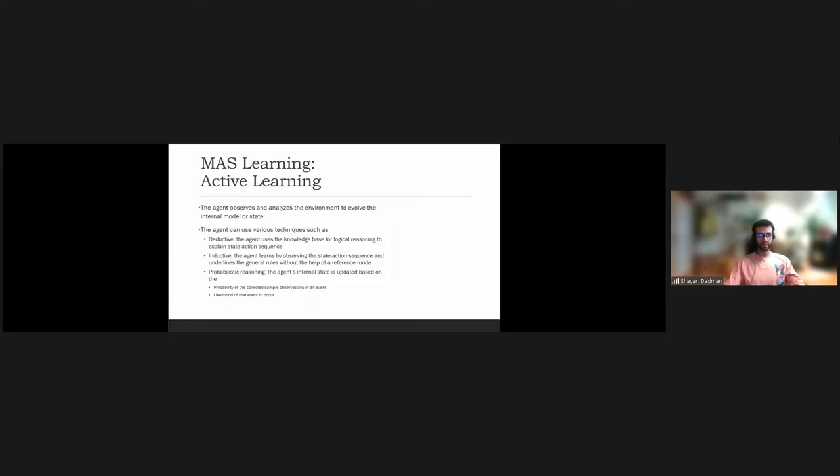The agent can use various techniques such as deductive, where the agent uses the knowledge base for logical reasoning to explain a state action sequence. Inductive, where the agent learns by observing the state action sequence and underlines the general rules without the help of a reference model. And probabilistic reasoning, where the agent's internal state is updated based on the probability of the collected sample observation of an event and the likelihood of that event to occur.